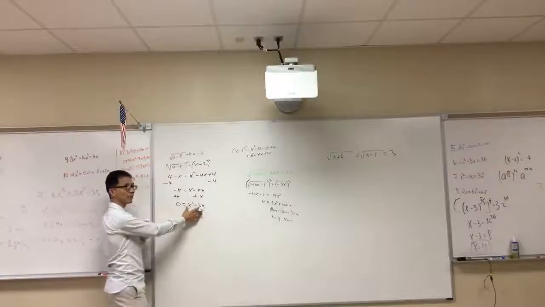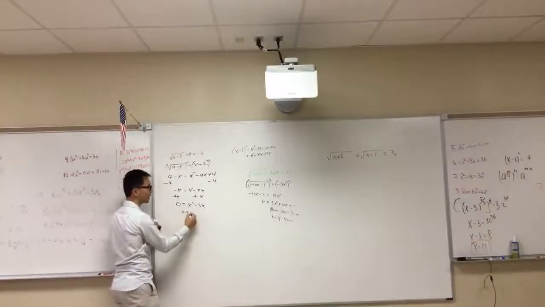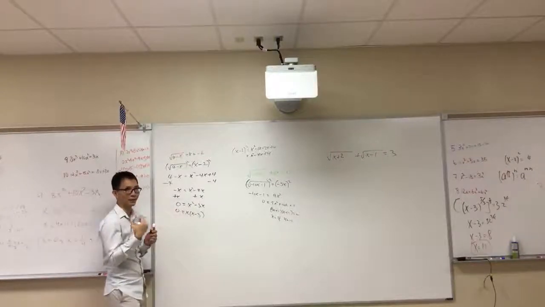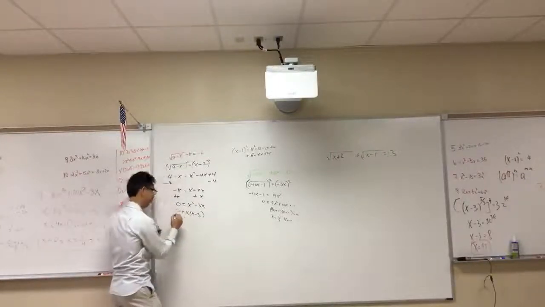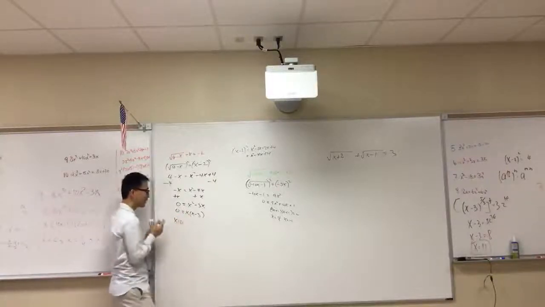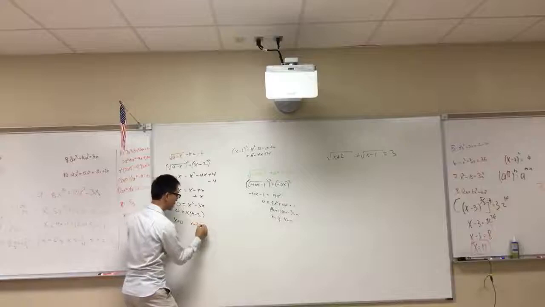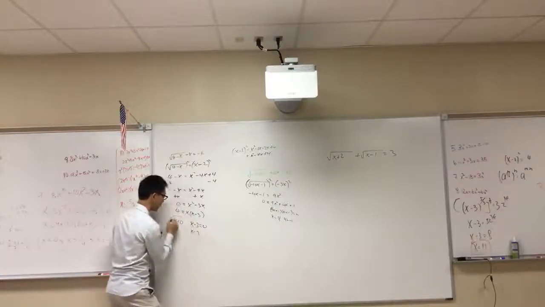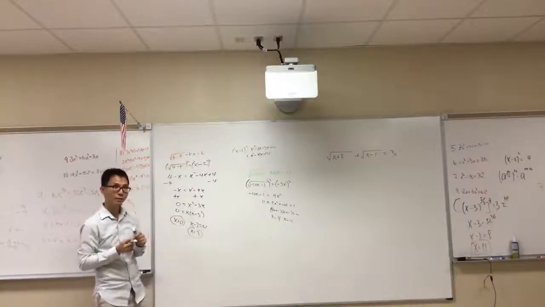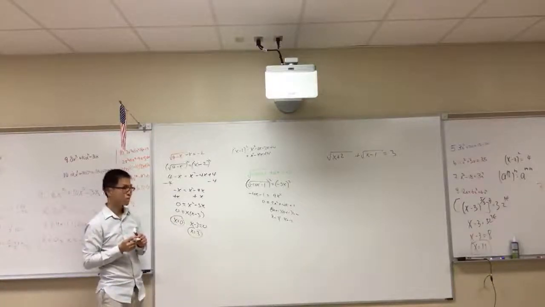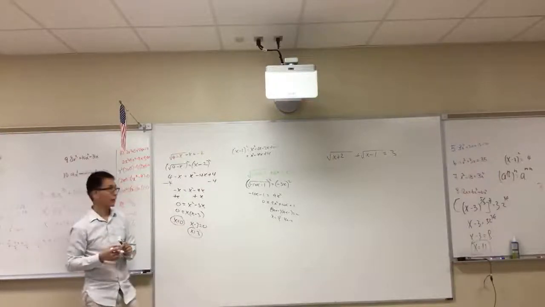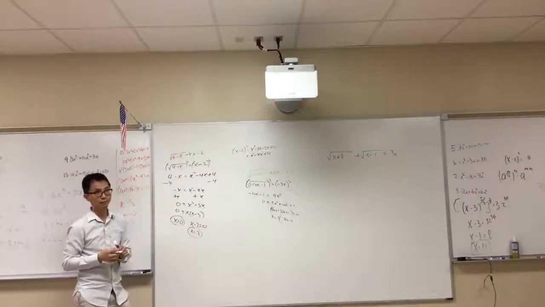x squared minus 3x, right? I can factor out x minus 3. So x equal to 0 and x minus 3 equal to 0, x equal to 3. So you're gonna get 2 solutions, but it turns out one of them is not an answer.